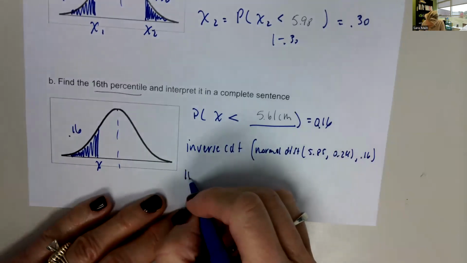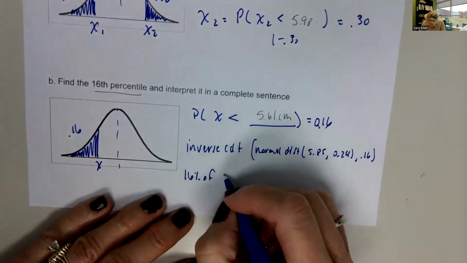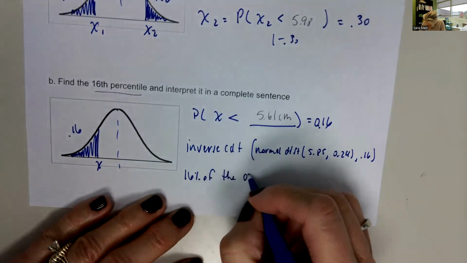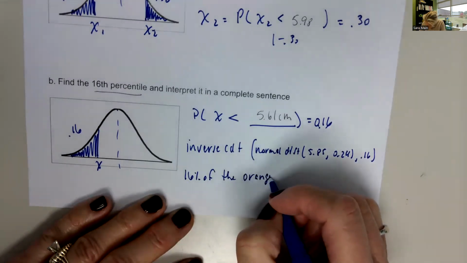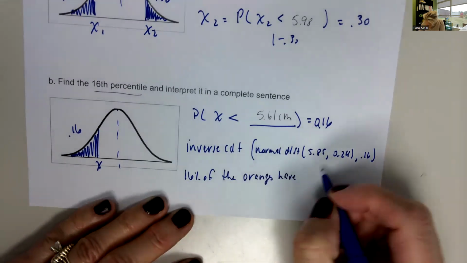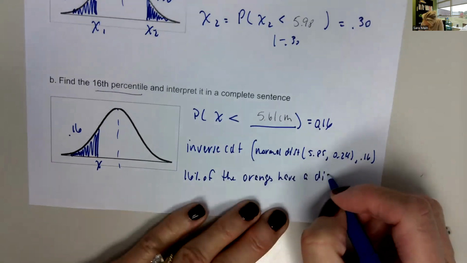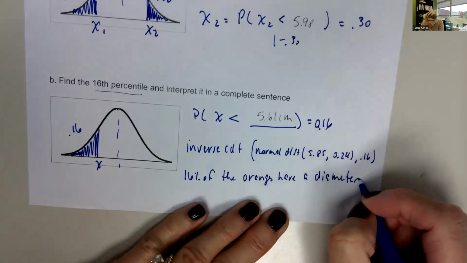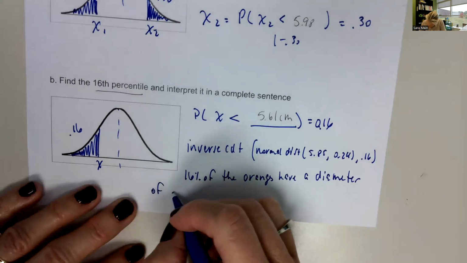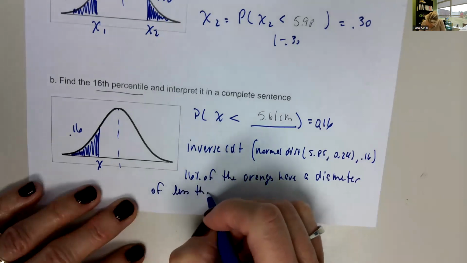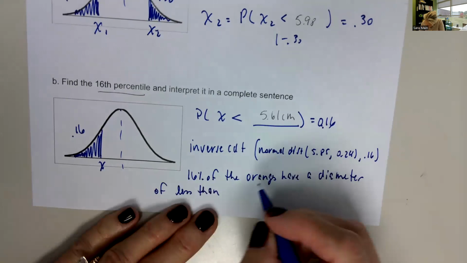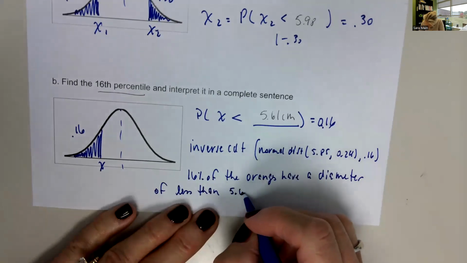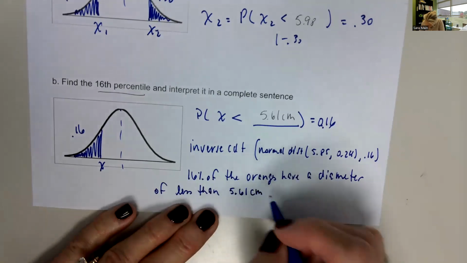So that means that 16% of the oranges have a diameter of less than 5.61 centimeters.